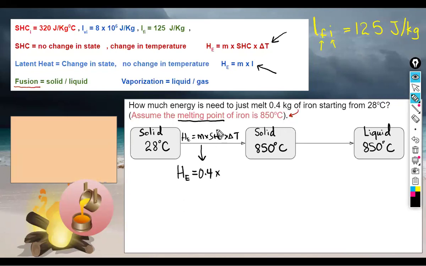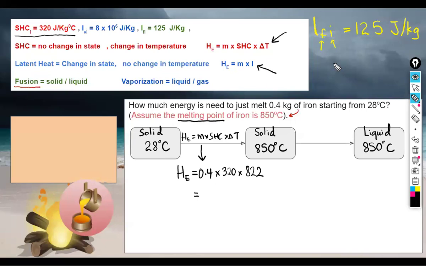The specific heat capacity of iron, I have it here. Specific heat capacity of iron is 320. And the change in temperature is easy. I think everybody knows how to do that now. It went from 28 to 850, so you have to minus them. 850 minus 28 is 822. Work out this piece for me. And that only gives you the heat energy for that portion, not for the entire question as yet. And notice they gave us the mass in kilograms, so I didn't have to change anything.